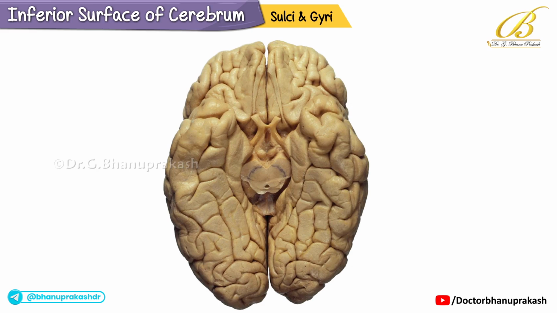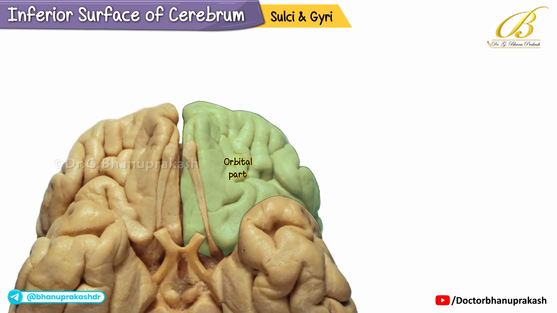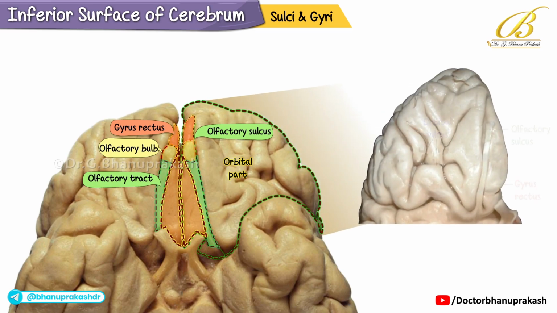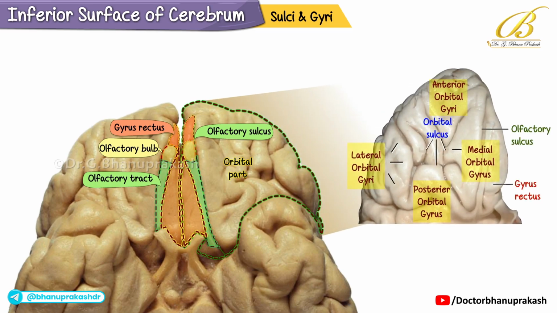Sulci and gyri of the inferior surface of the cerebral hemisphere. The inferior surface of the cerebral hemisphere can be further subdivided into the orbital part and the tentorial part. Orbital part. The orbital part contains the olfactory sulcus, located at the medialmost part of the orbital surface of the frontal lobe. The gyrus medial to the olfactory sulcus is called the gyrus rectus. The remaining orbital surface is divided into 4 orbital gyri by a well-marked H-shaped orbital sulcus.